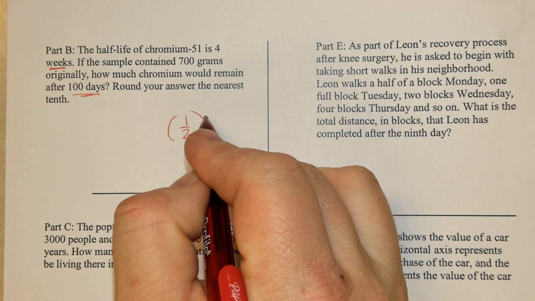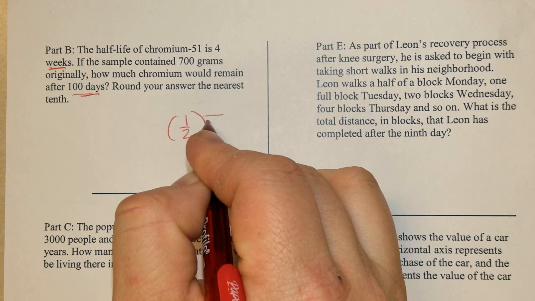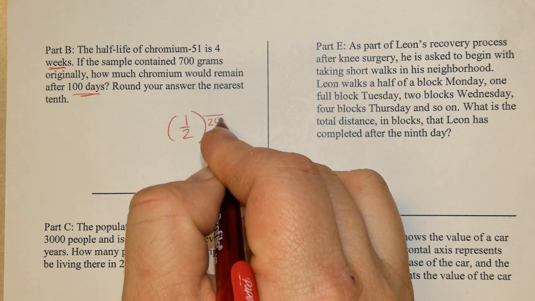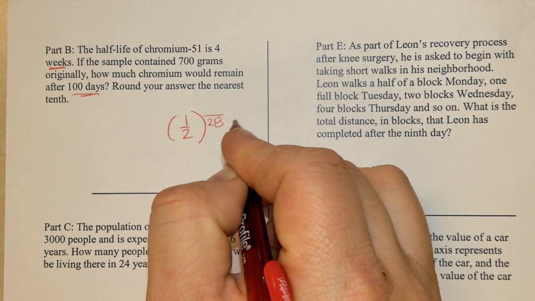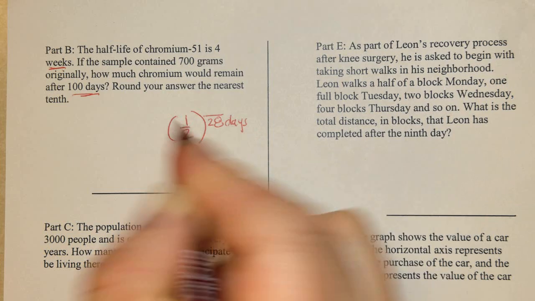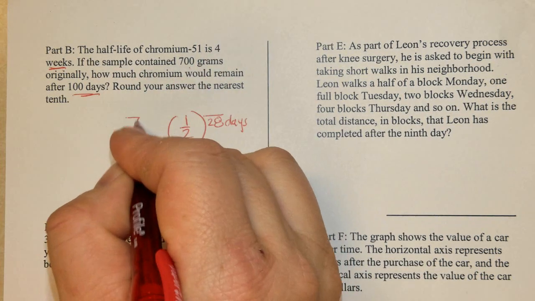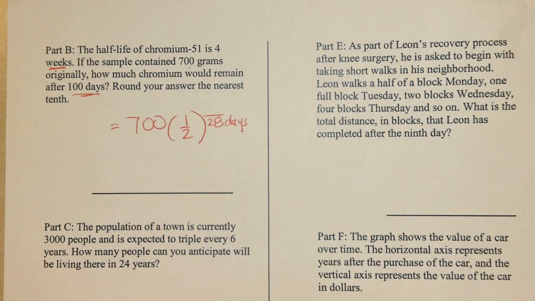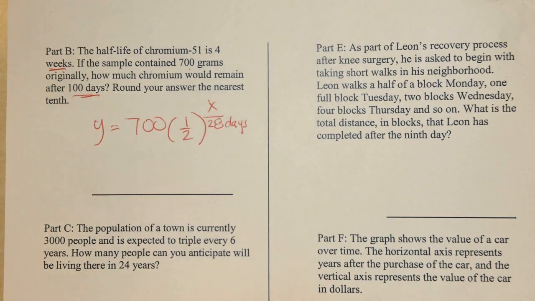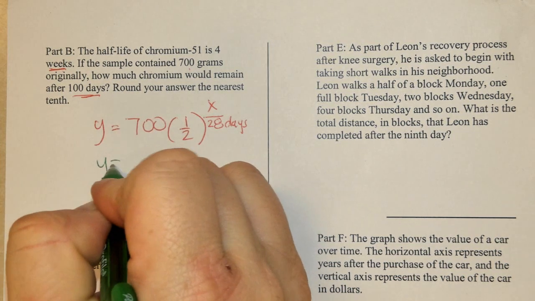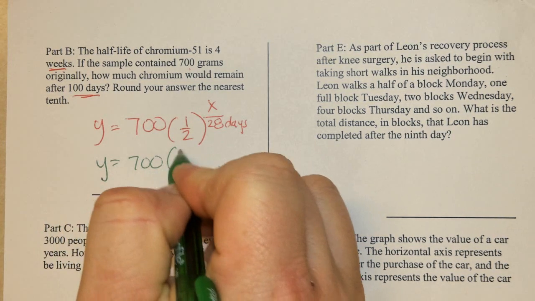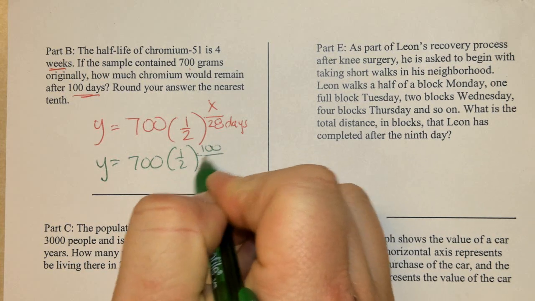How often does it occur? It occurs every 4 weeks, which I know there's 7 days in a week. 7 times 4 is 28. We're told that the sample contains originally or initially 700, and they want us to solve this after 100 days. So they want to know what is the final answer after 100 days.